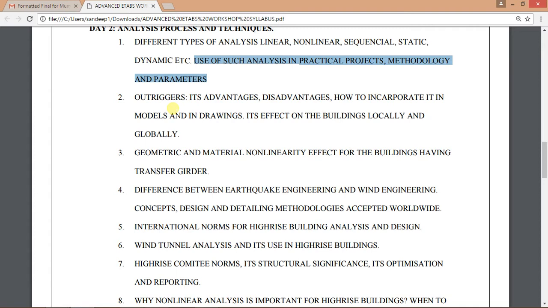Outriggers, this is for high-rise buildings. If you want to use outriggers in the building, what advantages are there?